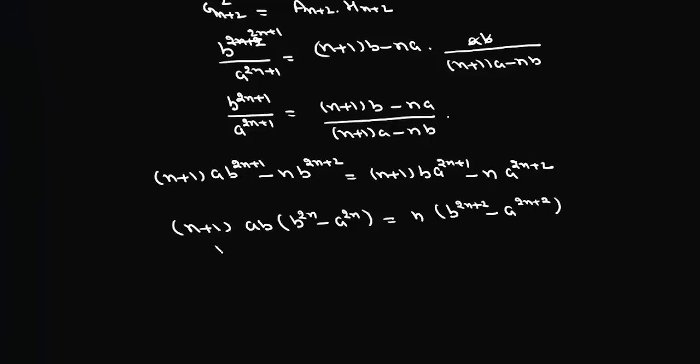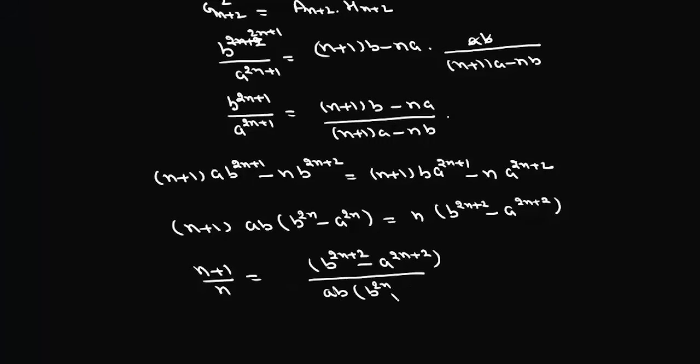Now we need n plus 1 upon n, so we can rewrite this as n plus 1 upon n as b to the power 2n plus 2 minus a to the power 2n plus 2 upon ab into b to the power 2n minus a to the power 2n, which is what we need to prove in this question.